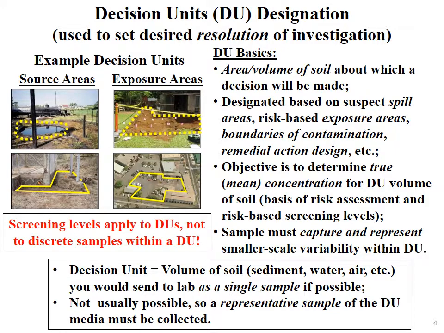Now, a key point here is within each decision unit, the objective is to determine the true or the mean concentration, if you want to use that term, for the decision unit volume of soil. You may even be looking at a specific soil particle fraction. Typically, the decision unit we're looking at includes the less than 2 millimeter fraction of soil. For direct exposure risk, you may be focusing on the less than 250 micron fraction, or even 150 micron fraction. So that's another key point to remember.